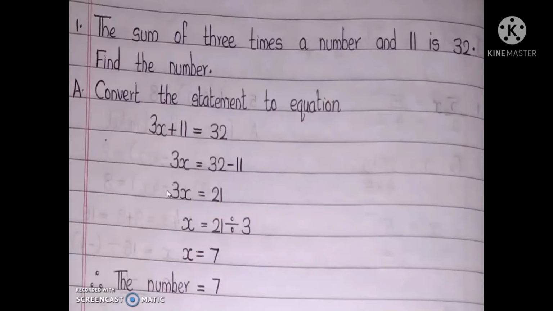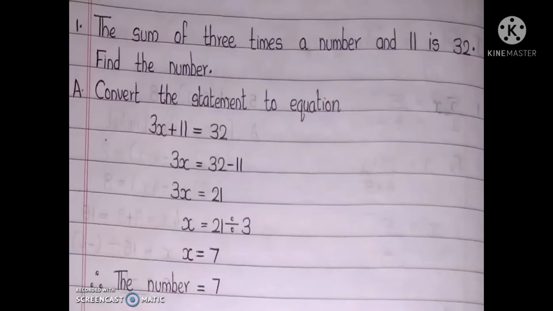So when I take 3 into to the other side, what it becomes? It becomes divided by 3. What is 21 divided by 3? x equal to 7. So the number you have to find in this question is 7.